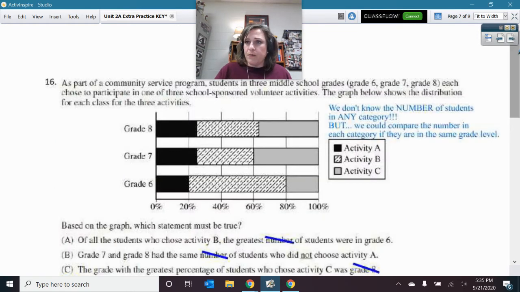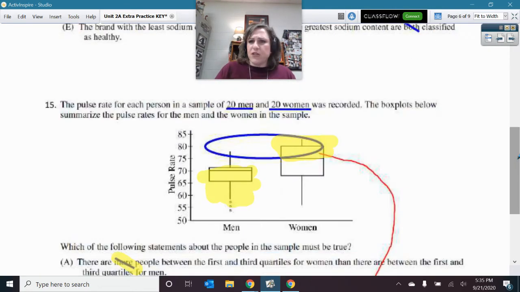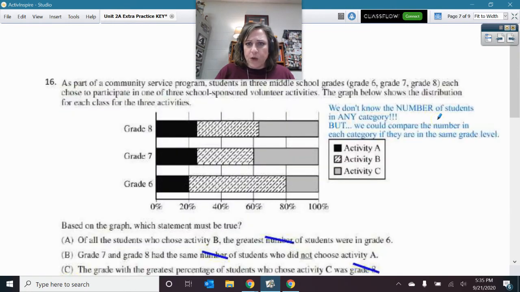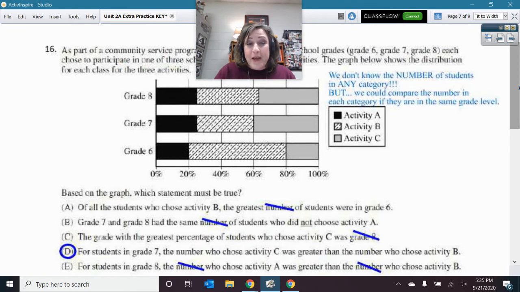All right, number 16. Okay, yeah, that was 15. All right, number 16 here, we don't know the number of students in any of these categories. Keep that in mind. Okay, we don't know how many eighth graders, how many seventh graders, how many sixth graders. But what's interesting is, and I fell victim to this, I wanted to just automatically knock off the number.